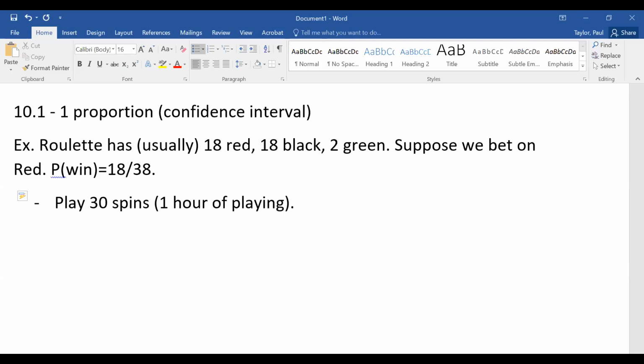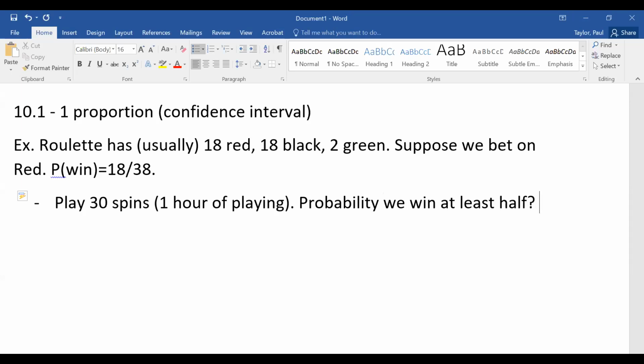So what is the probability that we come out ahead? If you win, you sort of double your money. And if you lose, you lose your money. So if you want to break even, you have to win half the time. So what is the probability we win half the time or more? So at least half the spins.